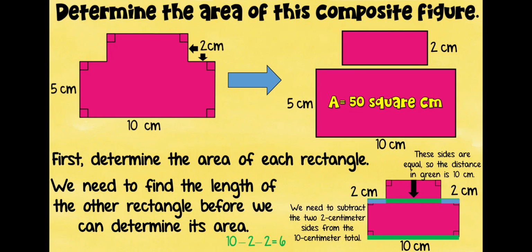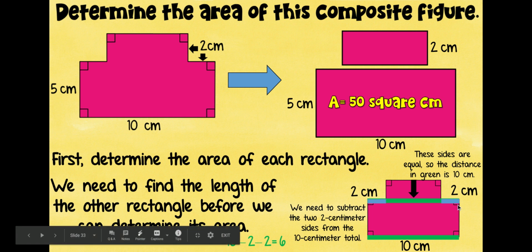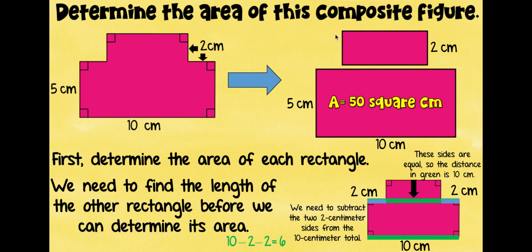Hopefully you figured out that that means that it's 6 across. If we had 10 centimeters, minus 2 on one end would leave us with 8. Minus 2 on the other end would leave us with 6. So our top rectangle is 2 times 6. So if it's 2 times 6, our area is going to be what for that rectangle?